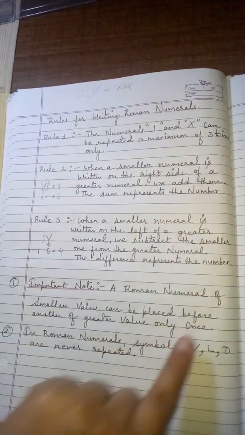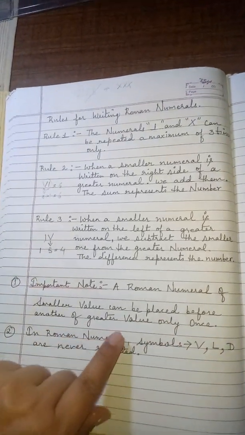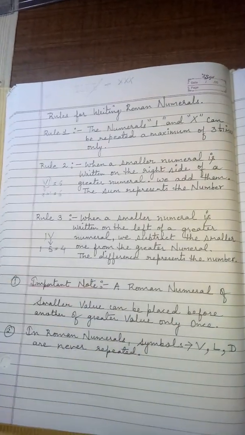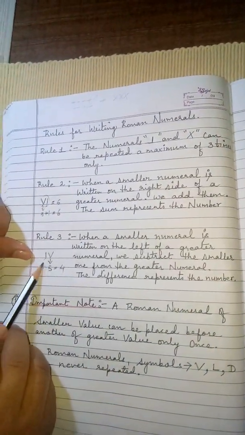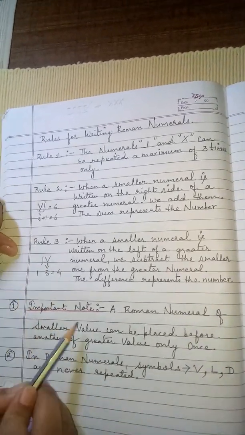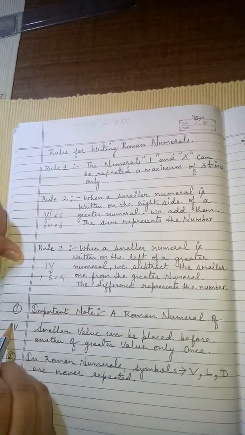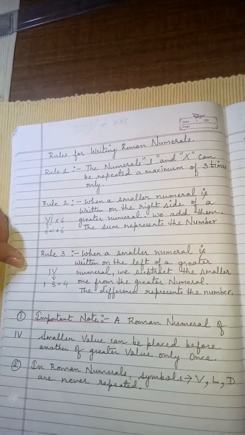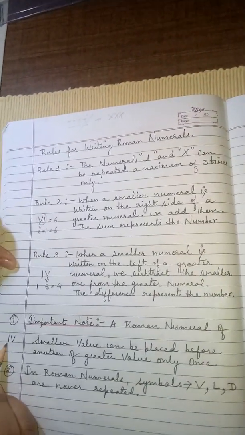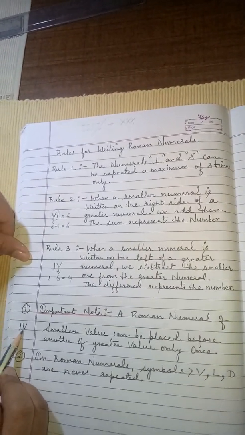A Roman numeral of a smaller value can be placed before another of greater value only once. Very important, children. I'll stick to this example only. What this note says is that if I am writing 5 and a smaller Roman numeral is written on the left hand side, then we subtract the smaller number. This 5 minus 1 becomes 4. This is read as 4.